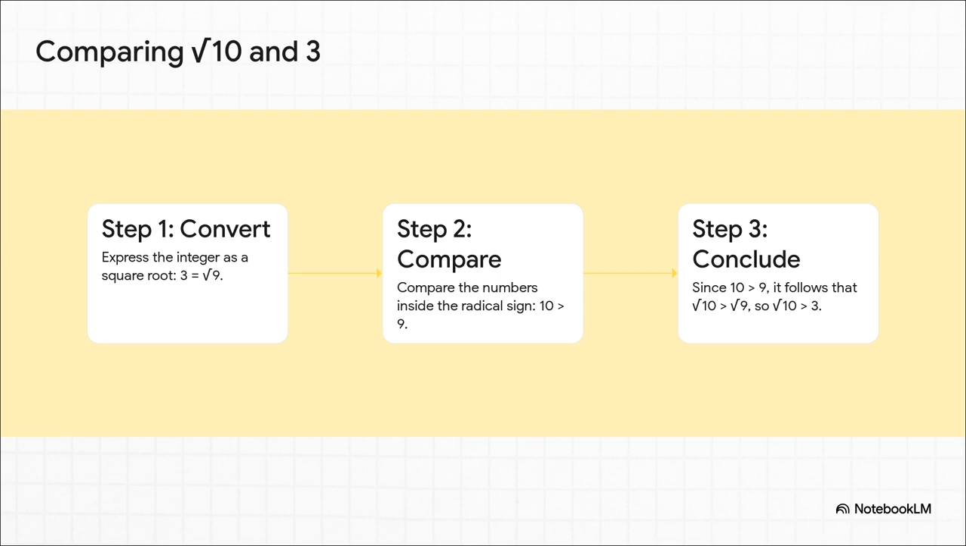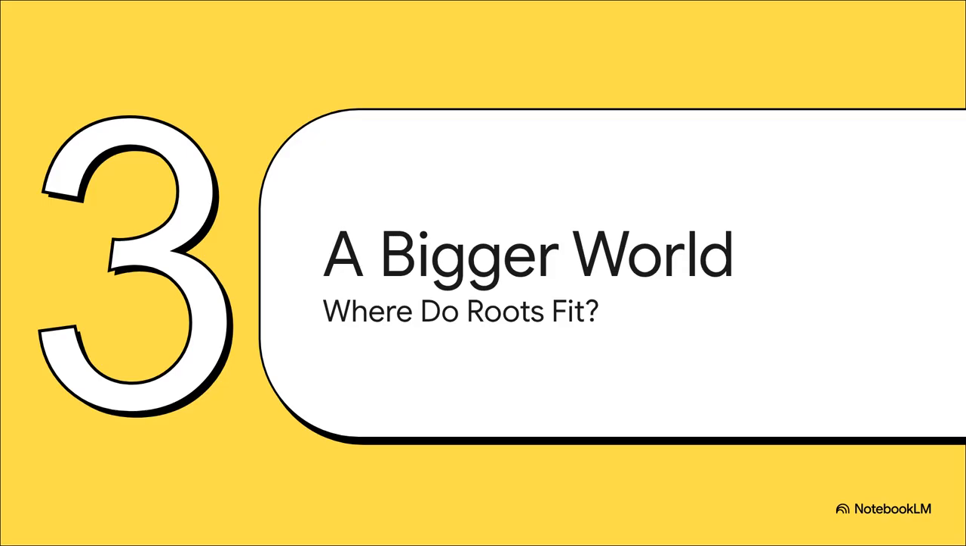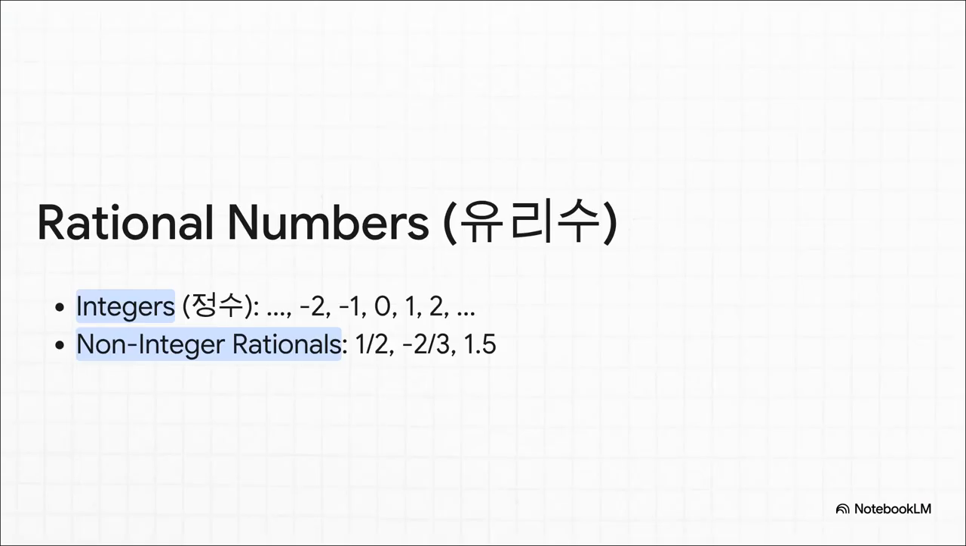Simple as that. The very existence of a number like the square root of 2 kind of forces us to zoom out and realize that the whole world of numbers is much, much bigger than we probably thought. So where do these things actually fit into the grand scheme? So up until now, most of us have lived pretty comfortably in the world of what are called rational numbers. This is basically all the integers, positive, negative, and 0, and any number that can be written as a nice, clean fraction. They're predictable, they're tidy, they make sense.